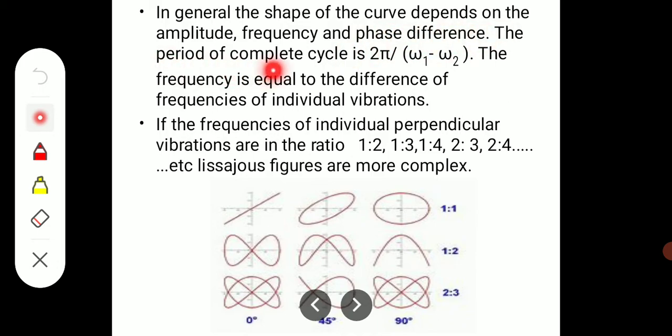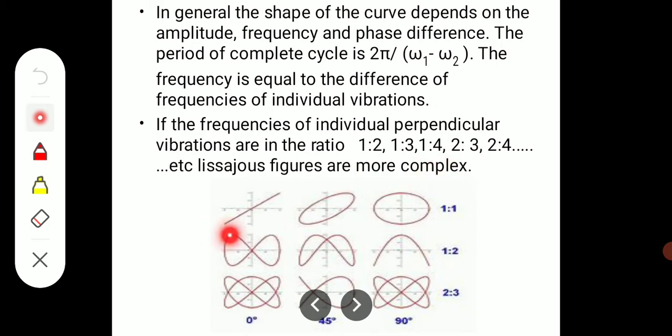The period of a complete cycle is 2 pi by (omega 1 minus omega 2). The frequency is equal to the difference of the frequencies of the individual vibrations. If the frequencies of the individual perpendicular vibrations, omega 1 and omega 2, are in the ratio 1 is to 2, 1 is to 3, 1 is to 4, 2 is to 3, 2 is to 4, or any combination, we get Lissajous figures, but those figures are more complex.